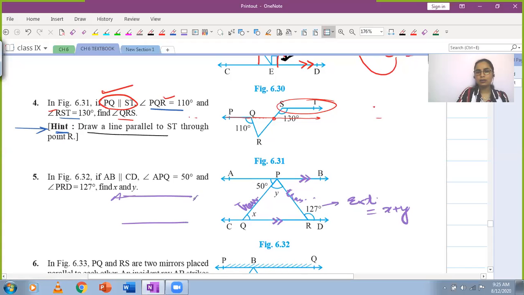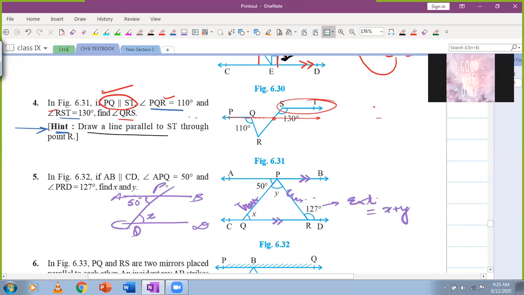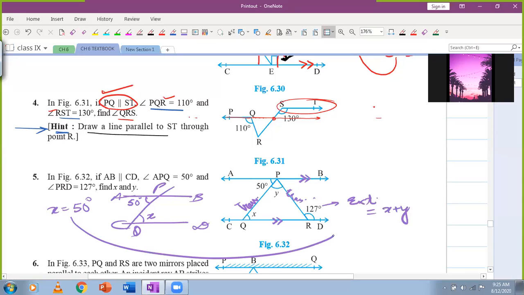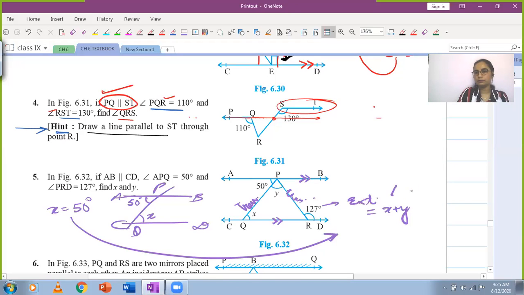AB, CD, and the transversal PQ. You have a 50-degree angle here, x over here. What do you think is the relation? Ma'am, alternate interior angles. X equals 50 degrees. That's right. Now we can go to the exterior angle property.